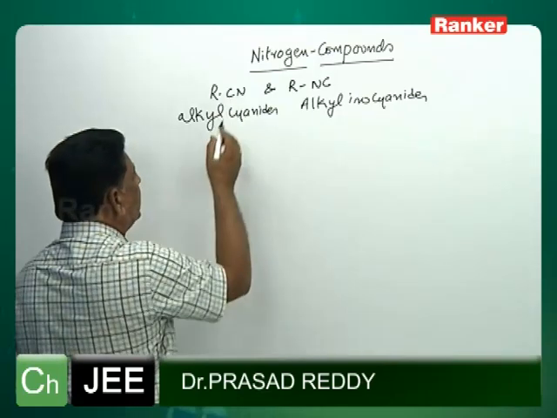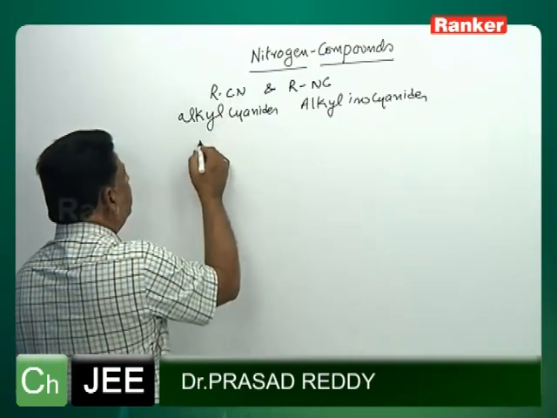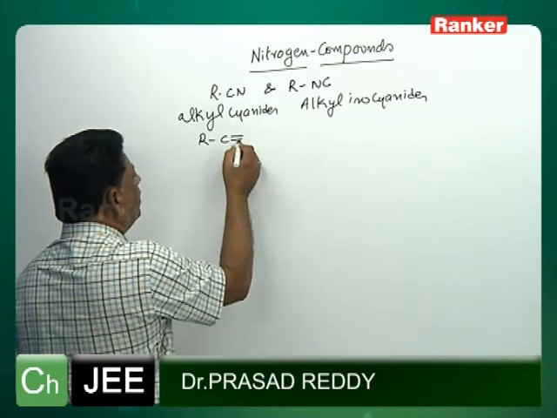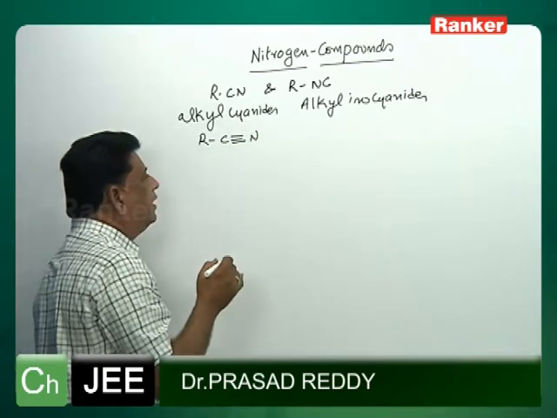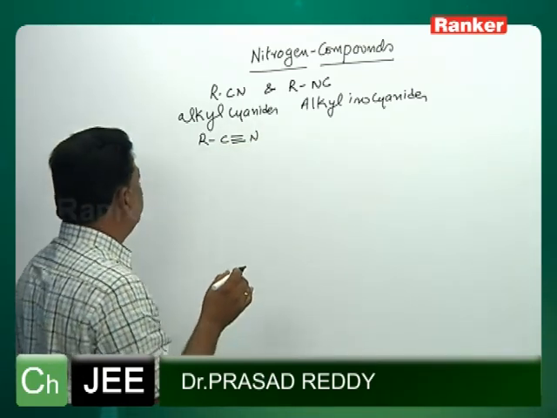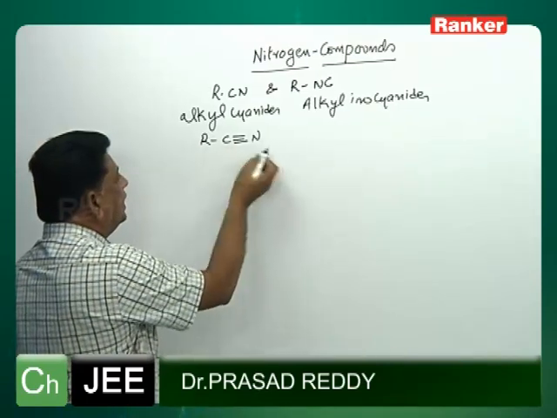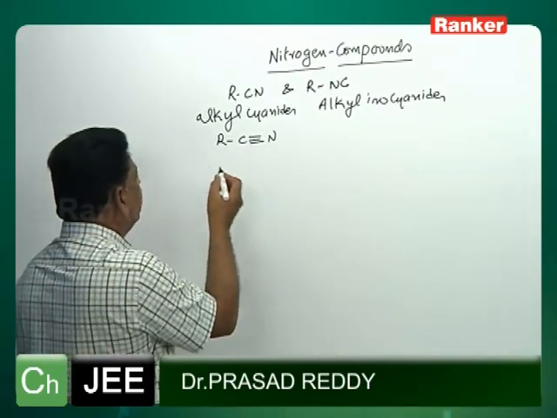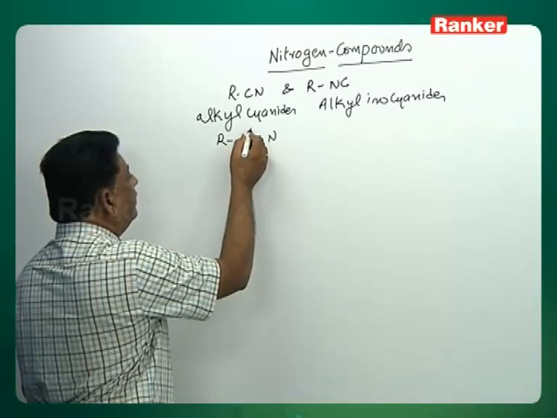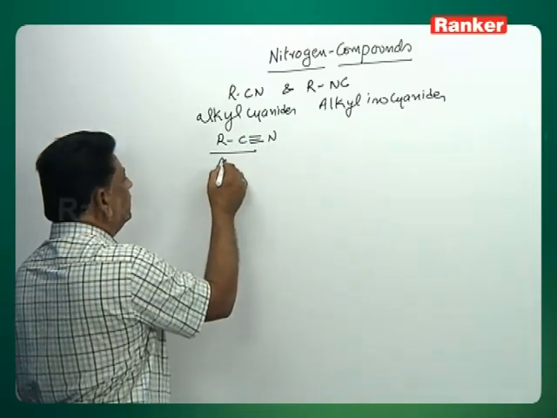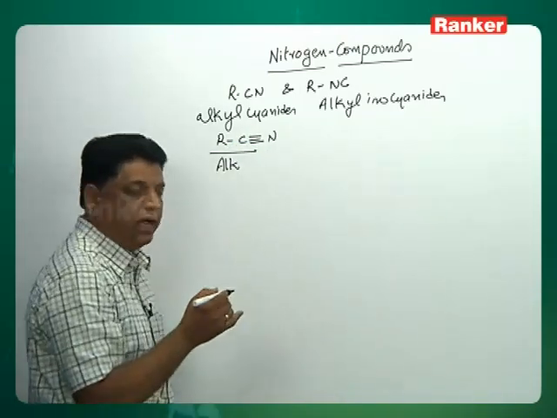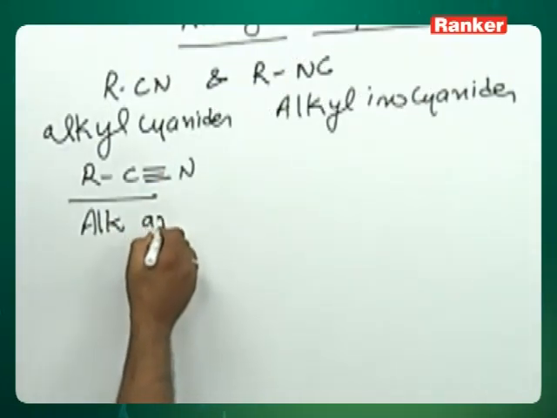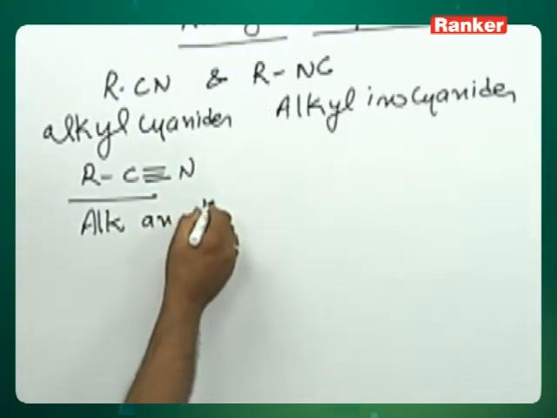Alkyl cyanides are actually RC triple bond N. These are all called cyanoalkanes. Cyanoalkanes go up to this carbon, alk. This is a systematic nomenclature: alkane nitrile.